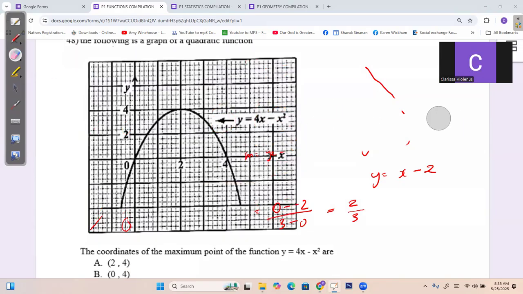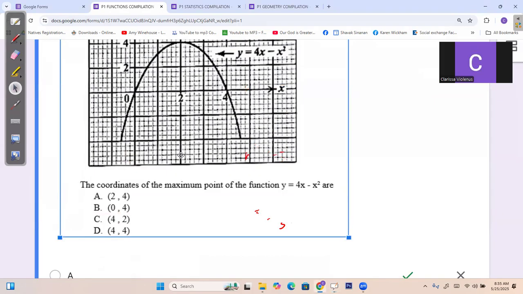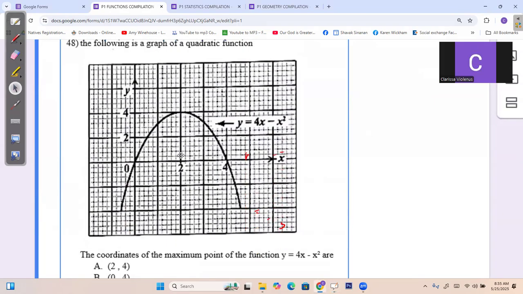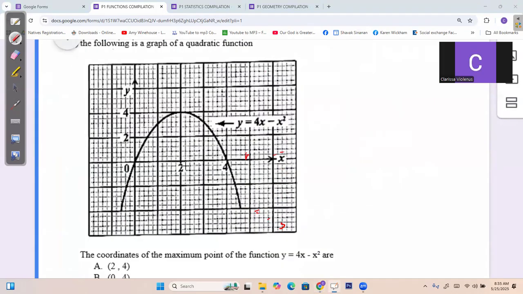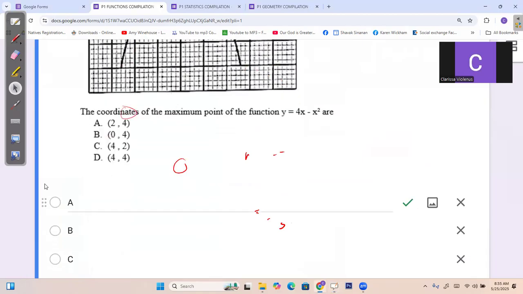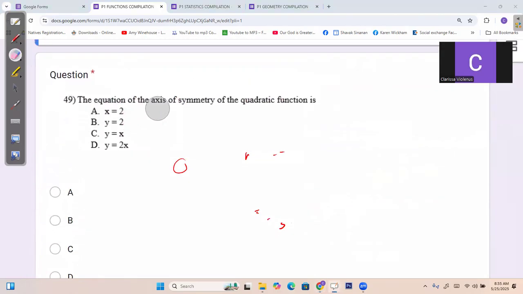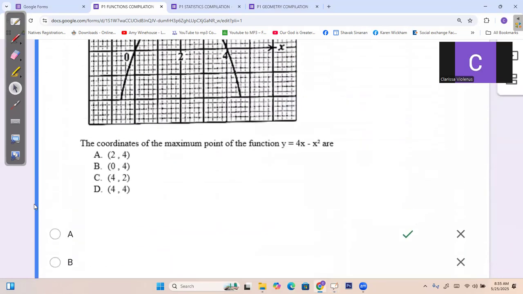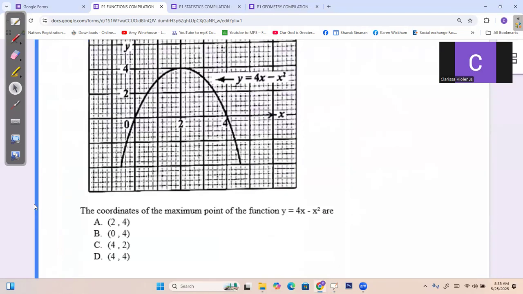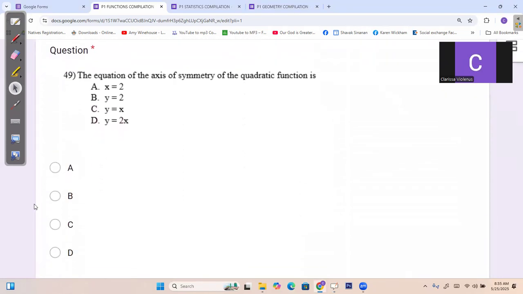So here now, the next question asks for the coordinates of the maximum point. We did this already. You know your maximum point is in the center. So that would be 2, 4, because x is 2, y is 4. So that's A. The equation of the axis of symmetry of the quadratic. So this is easy. It's the same thing. This line, the equation is x is equal to 2. So that's A.